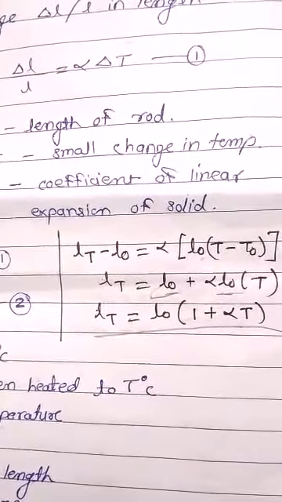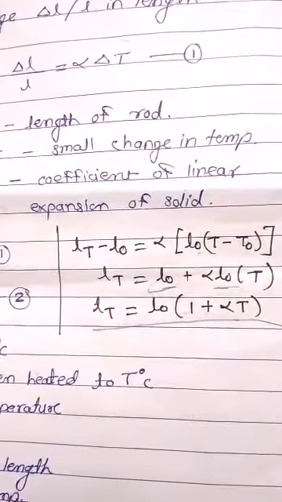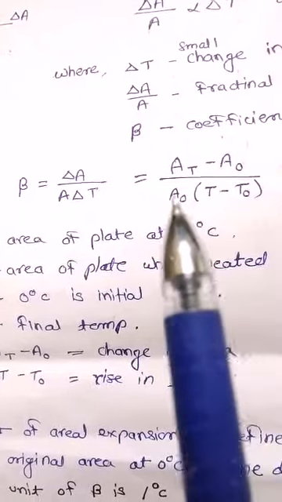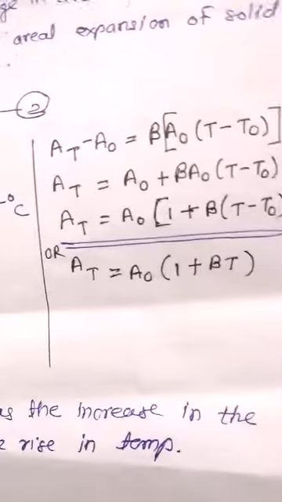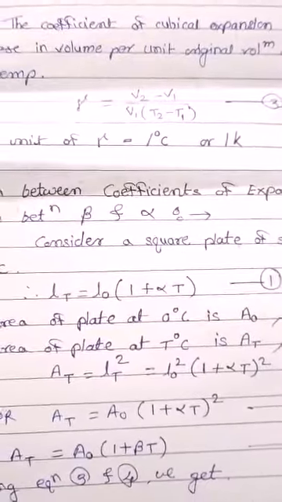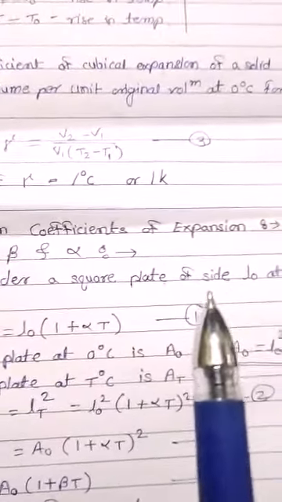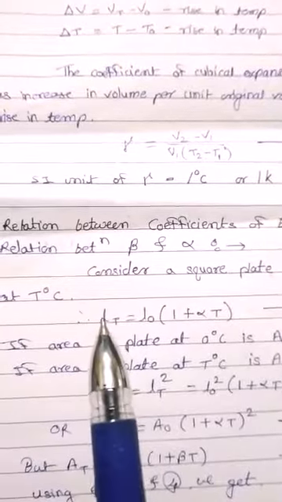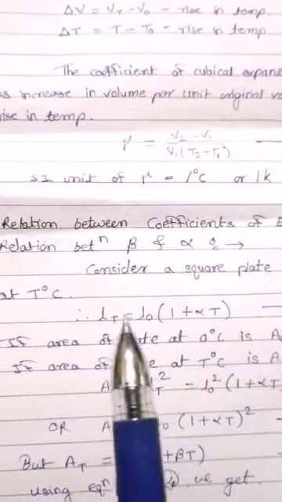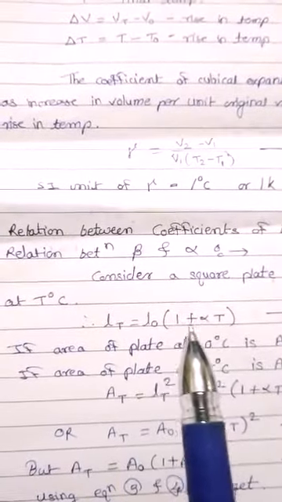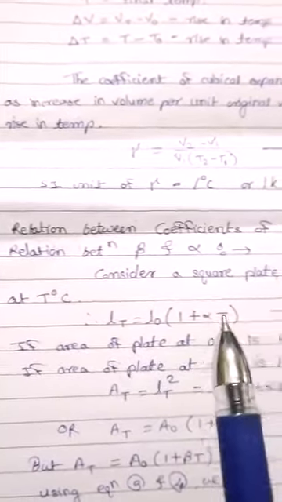Now the next formula, for AT. The formula for beta is equal to (AT minus A0) upon A0 (T minus T0), and AT is equal to A0 (1 plus beta T). Considering a square plate of solid, side L0 at 0 degrees Celsius and LT at T degrees Celsius, LT means the linear length at T temperature and L0 the initial length. So LT is equal to L0 (1 plus alpha T). This is equation number 1.